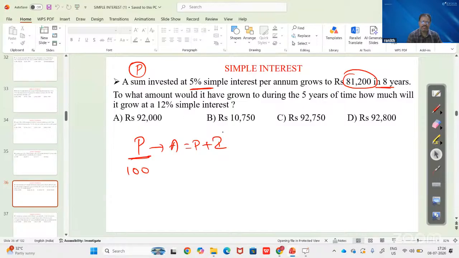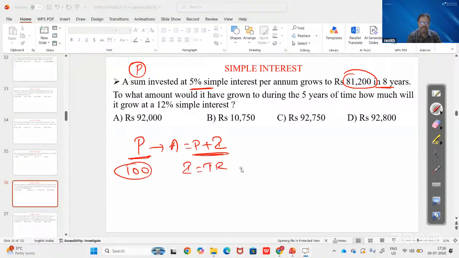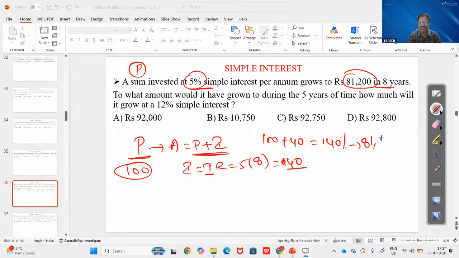So amount will be equal to principal plus interest. Principal is always 100. I equals PTR, so that will be 5 into the time period of 8, where the rate of interest is 5. So 5 into 8 will be 40. So interest equals 40. Amount will be equal to 100 plus 40, which is 140 percentage, where 140 percentage will be equal to 81,200, where 00 is cancelled.